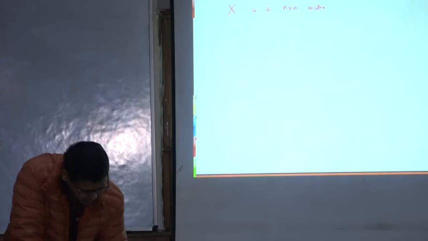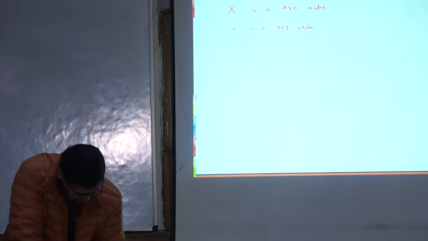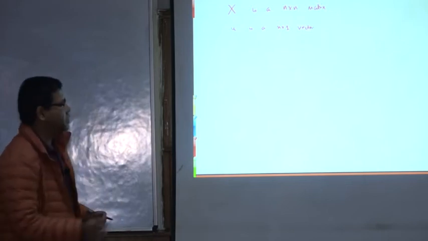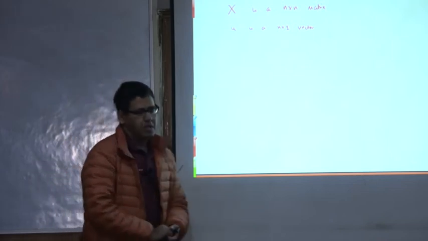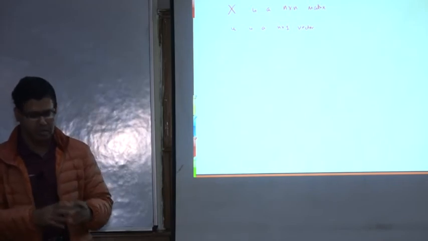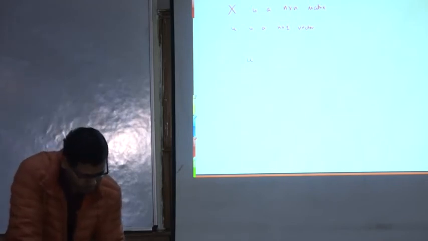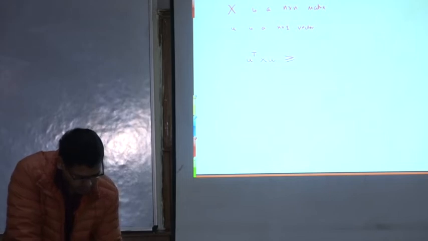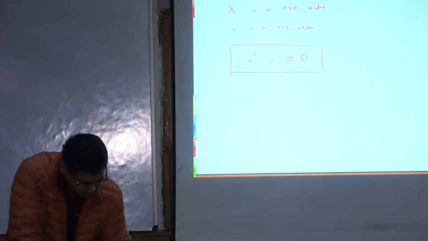And let's say u is an n by 1 vector. So the definition of positive semi-definiteness is that if you do a quadratic sum, if you do a product where you take the vector u transpose X u, this is always going to be greater than or equal to 0. This is the mathematical definition of what it means to be positive semi-definite.